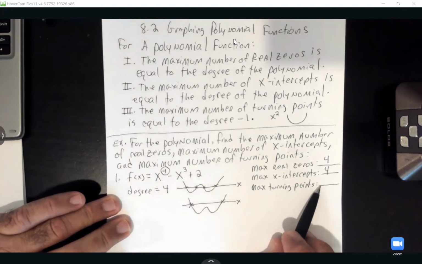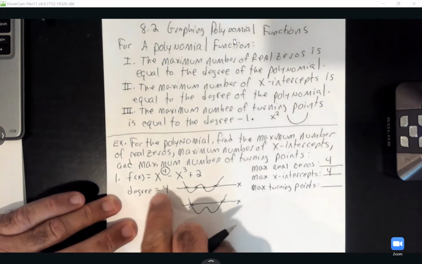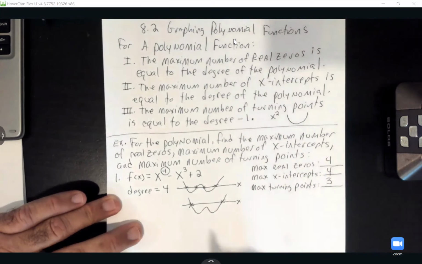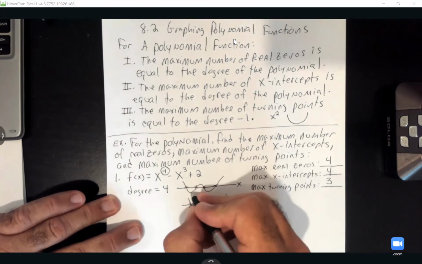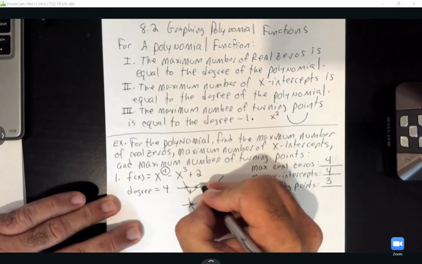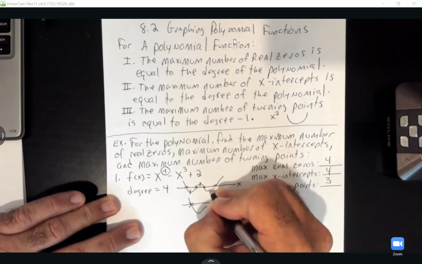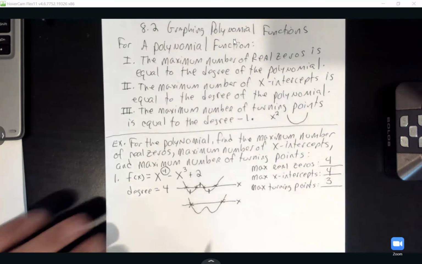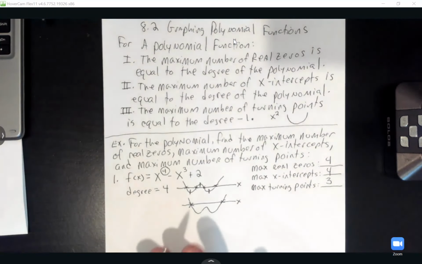And then turning points, the maximum number of turning points we said was the degree minus 1, which gives me 3. So notice on the one I drew, it's turning right here 1, turning around here twice, turning around here 3 times. Now that's the maximum number this one could turn, because it's only a degree 4.